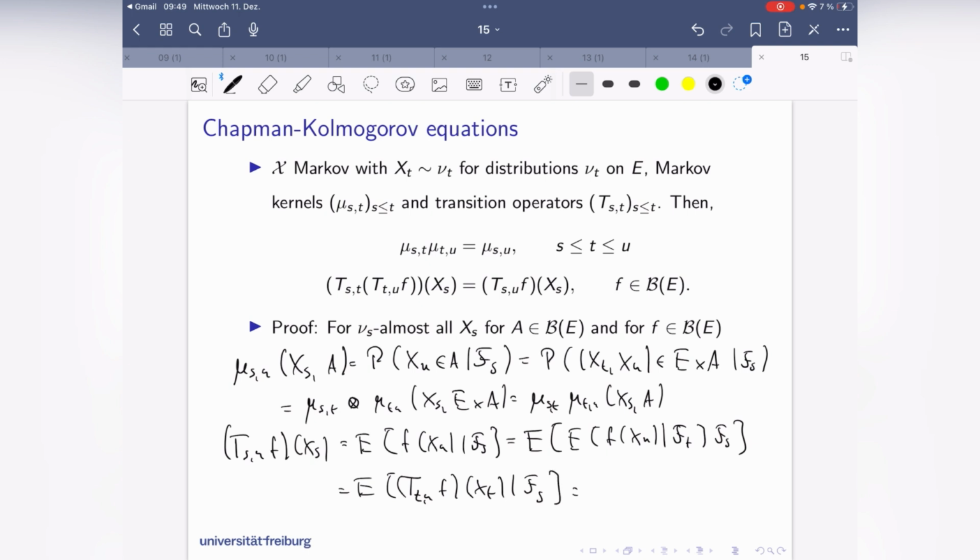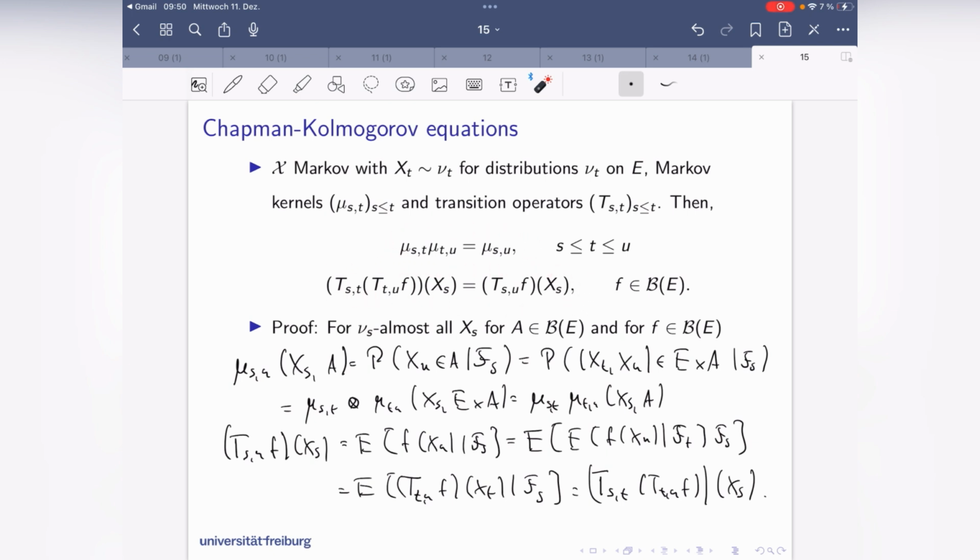But again, that's just a function applied to this. And therefore, I can again use the definition of the transition operator T_st applied to T_tu f, and the whole thing applied to xs. And that's exactly what is claimed here. Okay, so that was one direction. So if we start with the Markov process, then the Chapman-Kolmogorov equations hold.